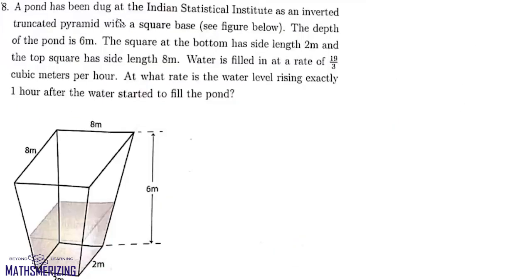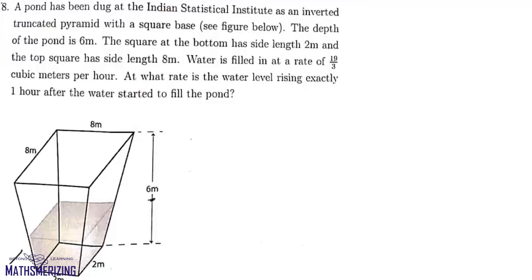Now question number 8 is: a pond has been dug at the Indian Statistical Institute as an inverted truncated pyramid with a square base. The depth of the pond is 6 meter. The square at the bottom has side length 2 meter and the top square has side length 8 meter. Water is filled at a rate of 19/3 cubic meters per hour. At what rate is the water level rising exactly 1 hour after the water started to fill the pond?